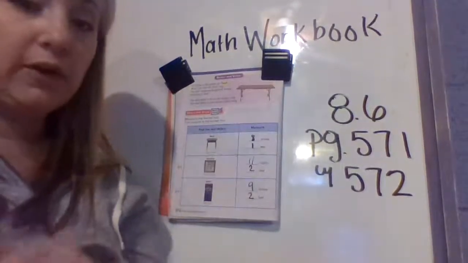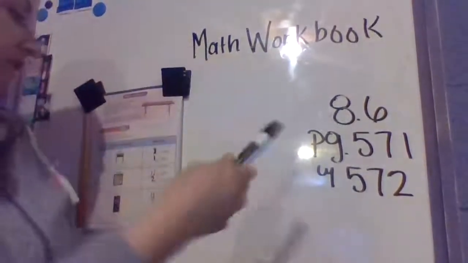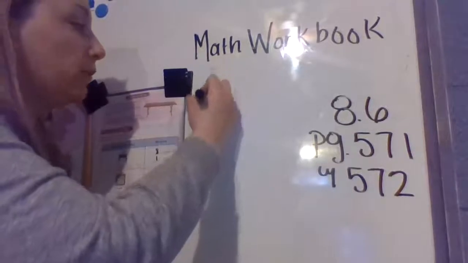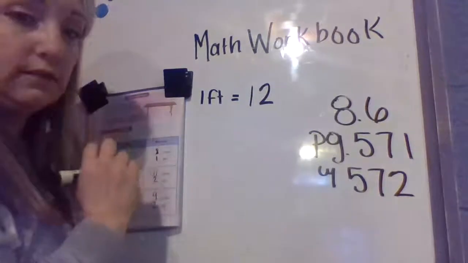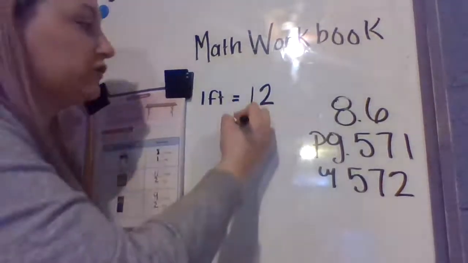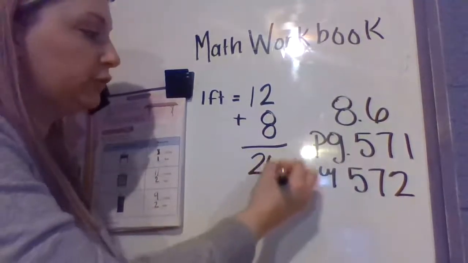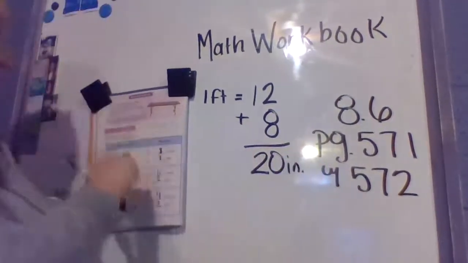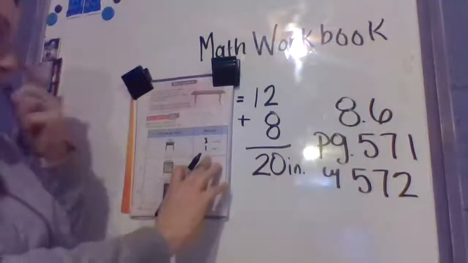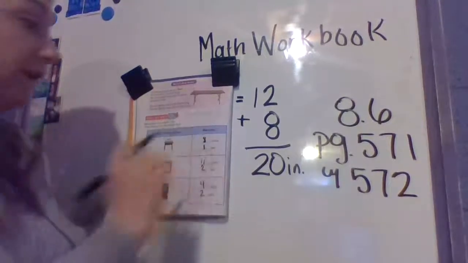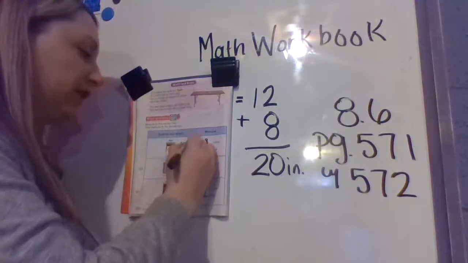In order to figure out the total amount of inches for that, there are 12 inches in 1 foot. So if we had 1 foot, that is equal to 12 inches. And we have to add in those extra 8 inches, which would give us a total of 20 inches for the desk's width. So for number 1, we had that it was 1 foot 8 inches, and it would be a total of 20 inches long.